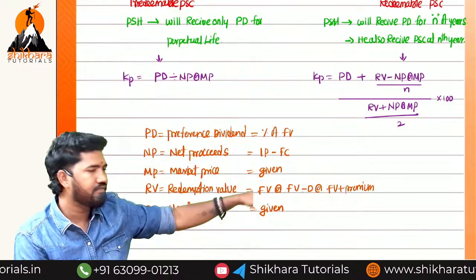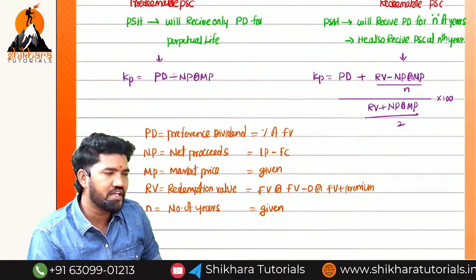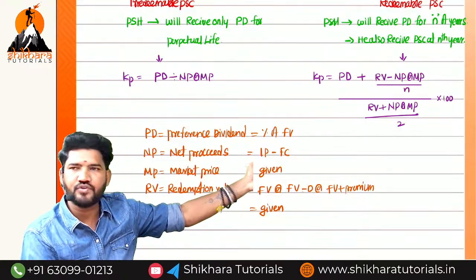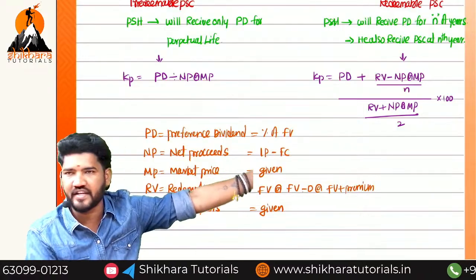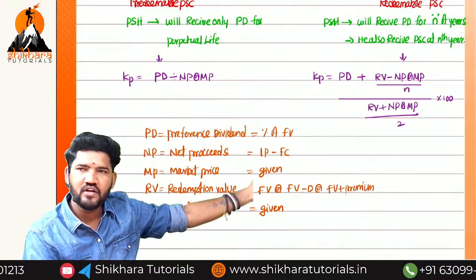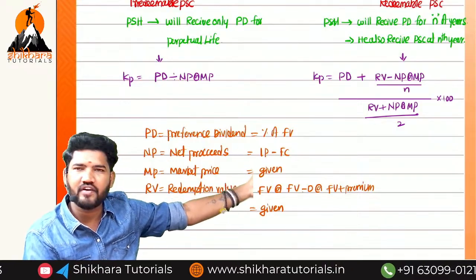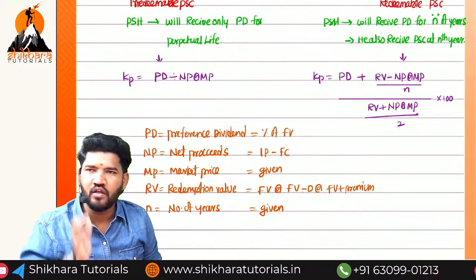Up to here, okay? So what did you learn? There is no tax advantage. That's why directly you can take preference dividend rate divided by net proceeds or market price. You will get KP for irredeemable preference share capital. For redeemable preference share capital, preference dividend plus the capital expenditure calculation divided by the average. There is no discussion.